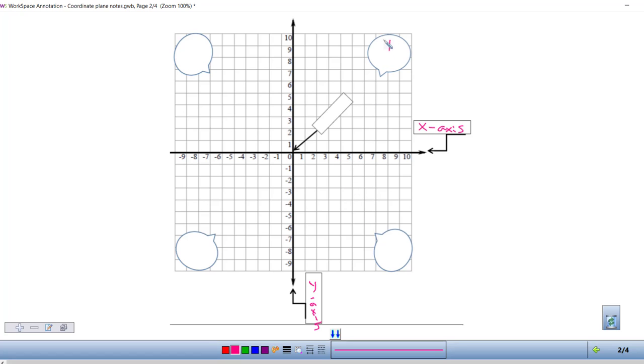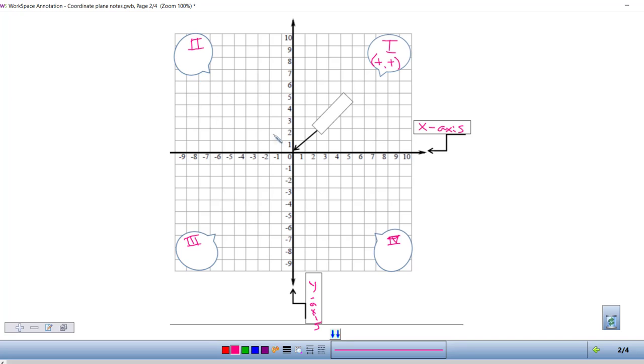This one is quadrant 1, 2, 3, and 4. We use Roman numerals when we label the quadrants. In quadrant 1, notice everything is positive. If I look on the x-axis, all of these numbers are positive, and on the y-axis, all of these numbers are positive. So any point in this area is positive, positive.